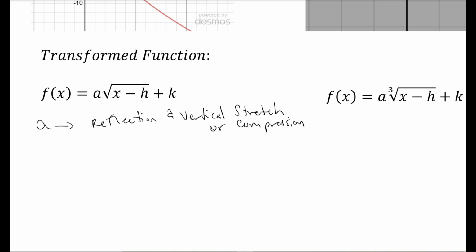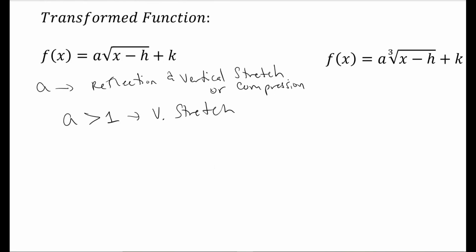Like we mentioned earlier, if a is bigger than 1, like 2, then this means that we're going to have a vertical stretch. It's going to stretch it up like a rubber band. Now if a is a number between 0 and 1, then this means that we're going to have a vertical compression.